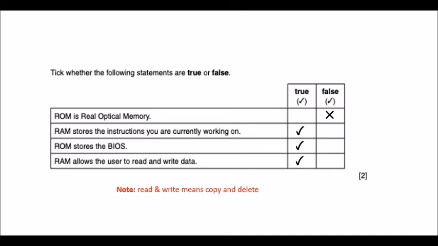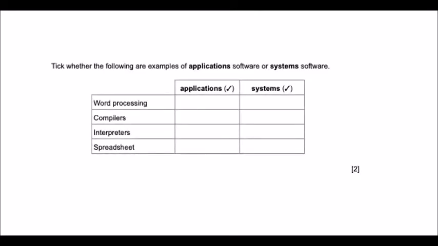Then when you turn off or shut down your computer, all the data will be wiped away, which means it will be deleted. So you can read and write, you can copy and delete in the RAM. That's what it means. Now let's see the next question. The next question says, tick whether the following are examples of application software or system software.